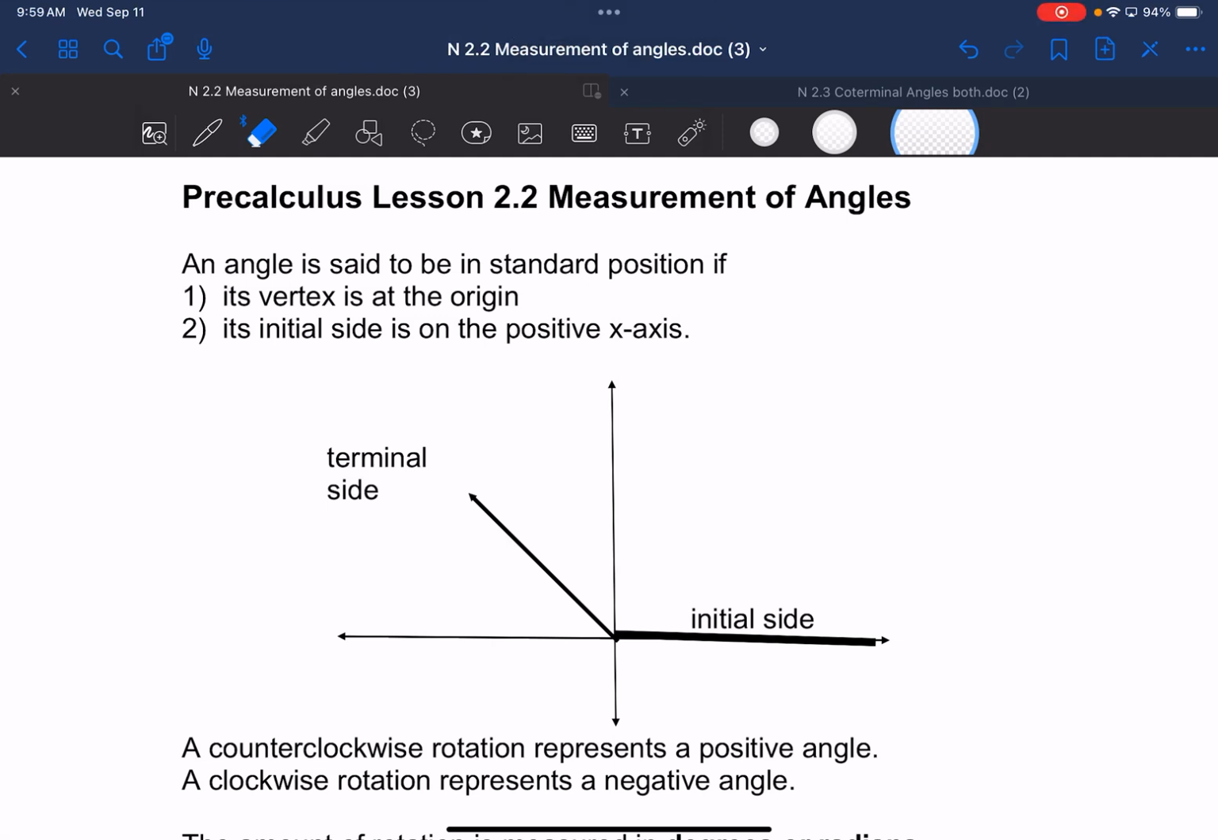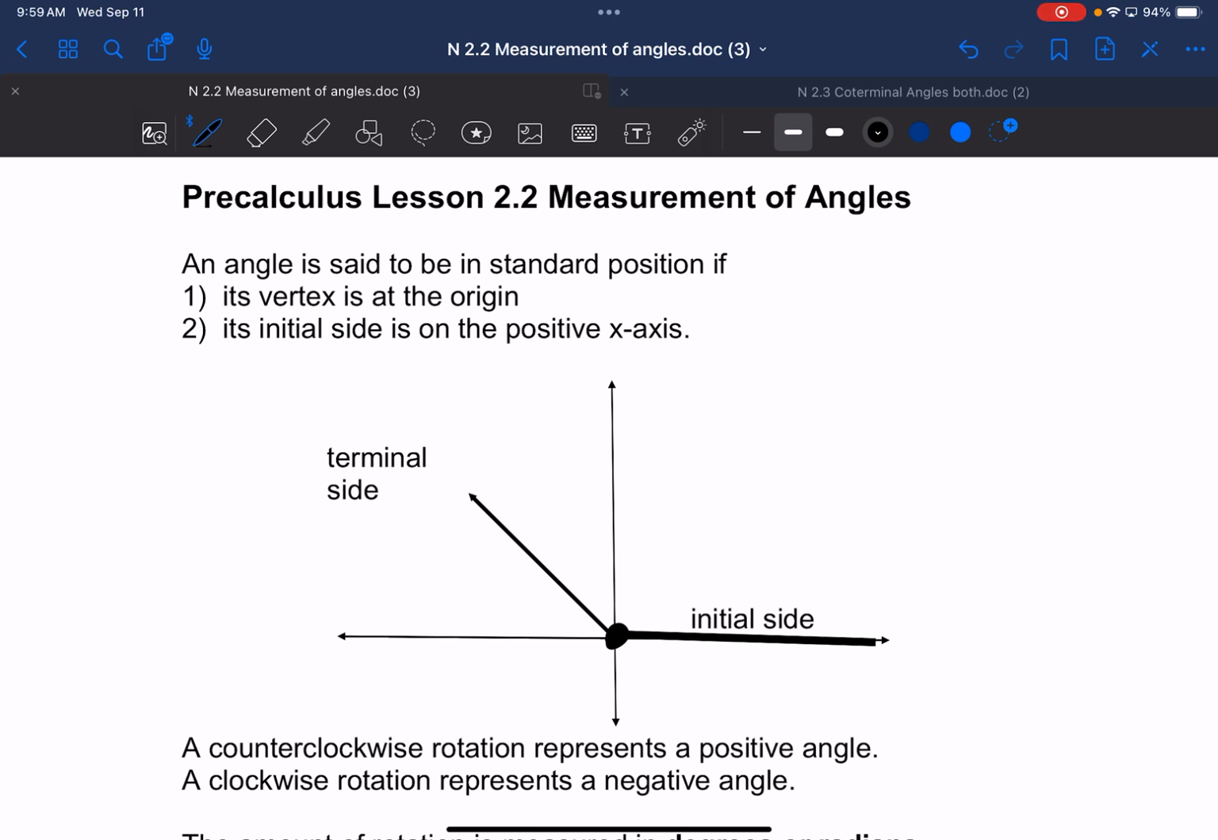An angle is said to be in standard position if these two things are true. Its vertex is on the origin, so we're going to take an angle and put it on a coordinate plane. When we say the vertex is at the origin, we're talking about this point right here. The point where the two sides of your angle meet has to be at the origin. They have to be at 0, 0.